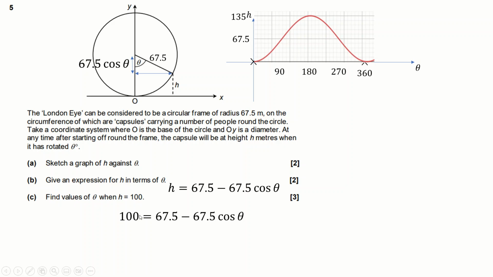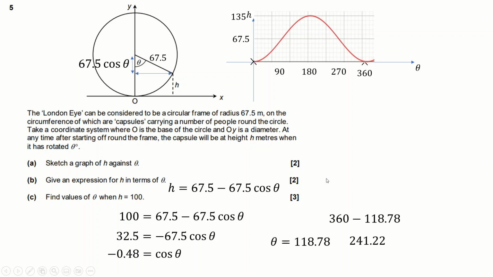Anyway, you put in 100 into here, you rearrange for a bit, you solve for cos, and you get 118.78, which is up here somewhere, which seems to make sense. Read the question carefully: find values of theta, because of course when theta is on the other side symmetrically, the height is also going to be 100 the same way. So all I did was say, well, there's 118.78, and then 360 minus that gives me the turnaround the other way. So 360 take away this will give me my other answer.